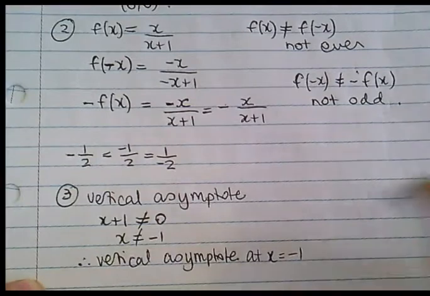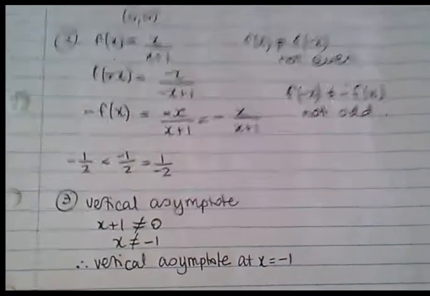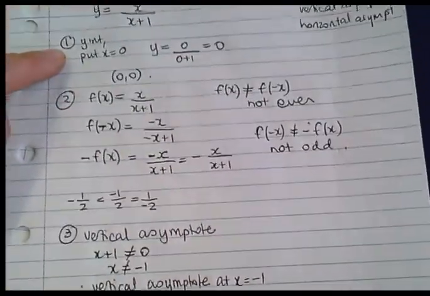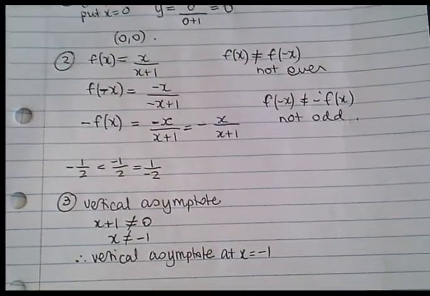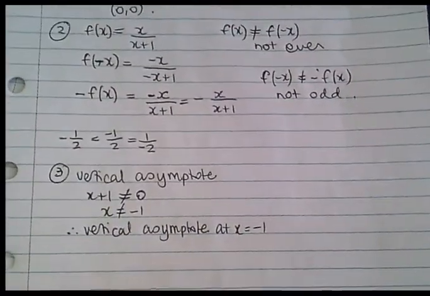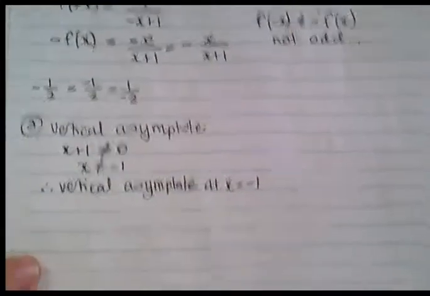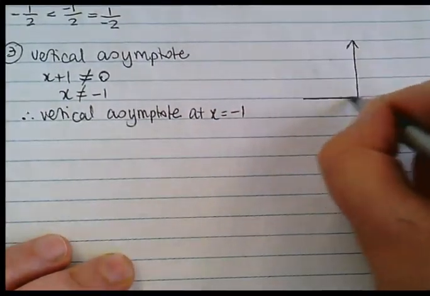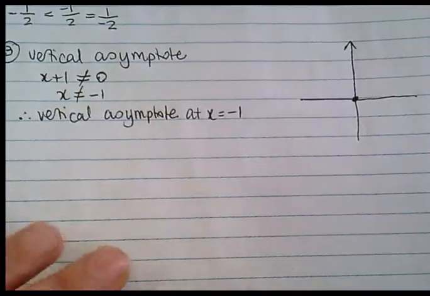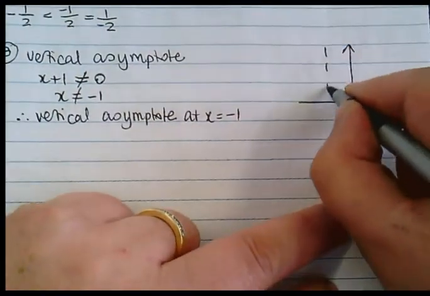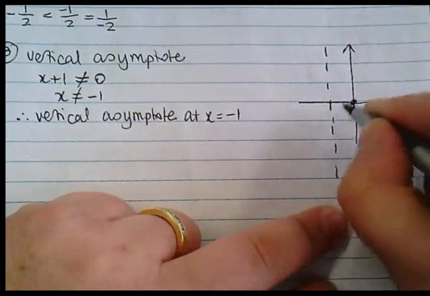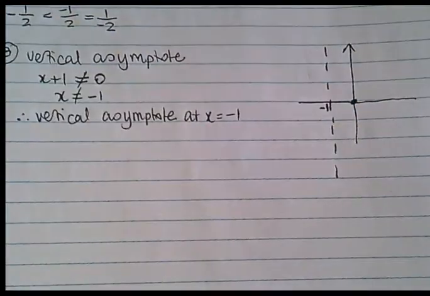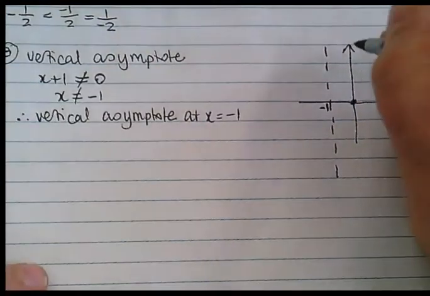Now I can start to build my graph. All right, I know that I've got (0, 0). It's not even or odd. And I've just got one vertical asymptote. So you only have to do a few substitutions now. So we start sketching. I know that the graph passes through (0, 0), and I've got a vertical asymptote at negative 1. What do you think I should do next to know what's happening?